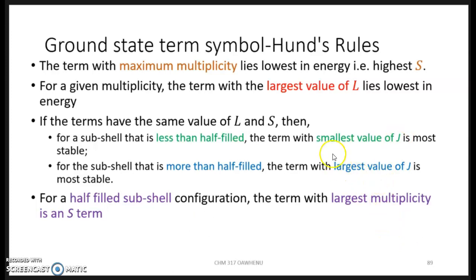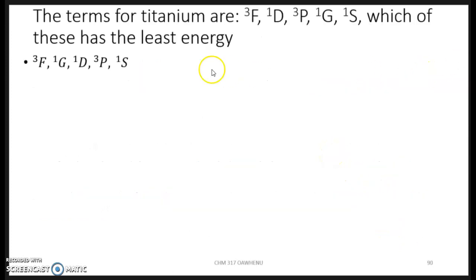Okay, so let's look at an example. The terms that arise from titanium are 3F, 1D, 3P, 1G, and 1S. So which of these has the least energy? First, we consider maximum multiplicity. So this is 3, 1, 1, 3, 1. We have two that have a multiplicity of 3, so the lowest energy is either 3F or 3P.